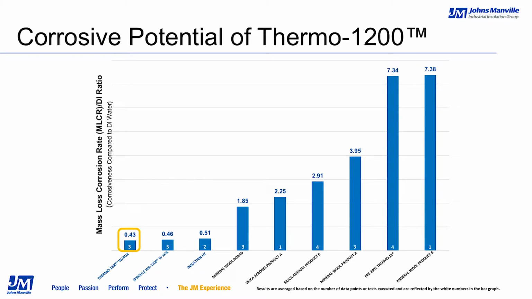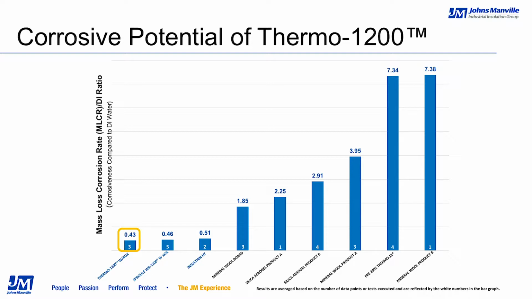Johns Manville has done extensive testing for corrosion per ASTM C1617 across all of its products, as well as products currently in the industry. This test is an accelerated representation of corrosion on carbon steel to perform an analysis on industrial insulation for the longevity of corrosion resistance. This test method uses a leachate from insulation materials, which is dripped onto carbon steel, and mass loss is measured. It is referenced back to a standard of DI water.